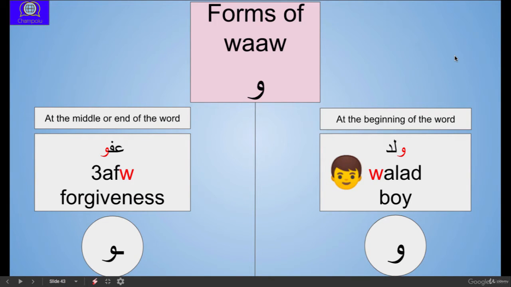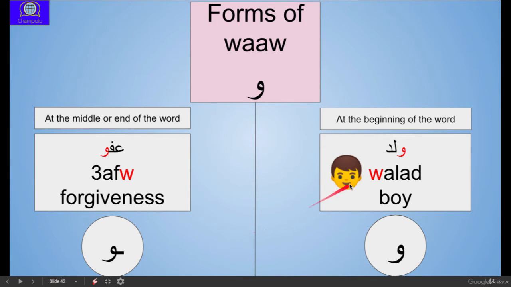The letter waw represents the wu sound, which is either the W sound that we can see in water, or like the long O, like in moon. And in terms of shape, it has only two shapes: when it is in the beginning or separate, or when it is in the medial form or in the final form and connected to a letter before it.